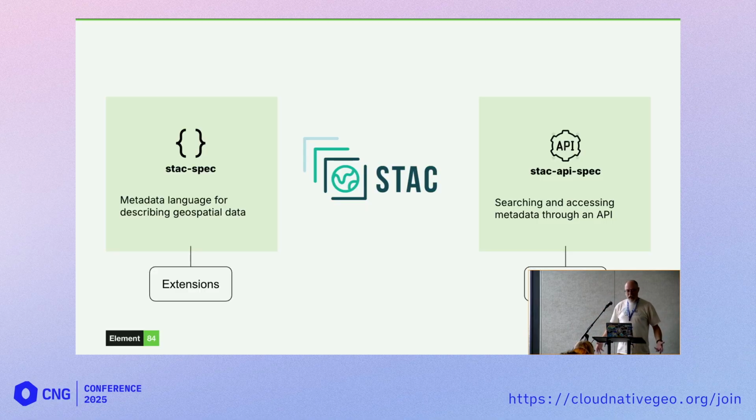All right, so what is STAC first of all? STAC is really two different specifications. We've got the STAC spec, which is a metadata language that describes geospatial data. This is in JSON, and there's extensions that can go off of it. And then there's the STAC API spec, which is searching and accessing that metadata through an API. So when we talk about STAC, we're really talking about these two different specifications. Both of them can have extensions on it, but the core spec in both cases tend to be fairly simple.